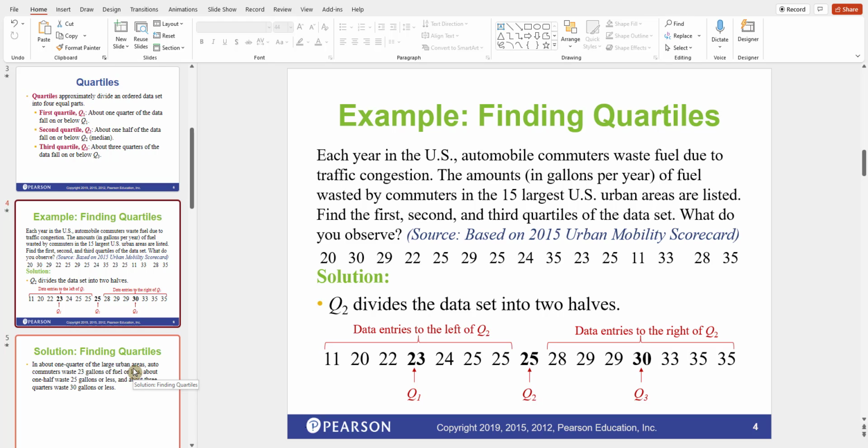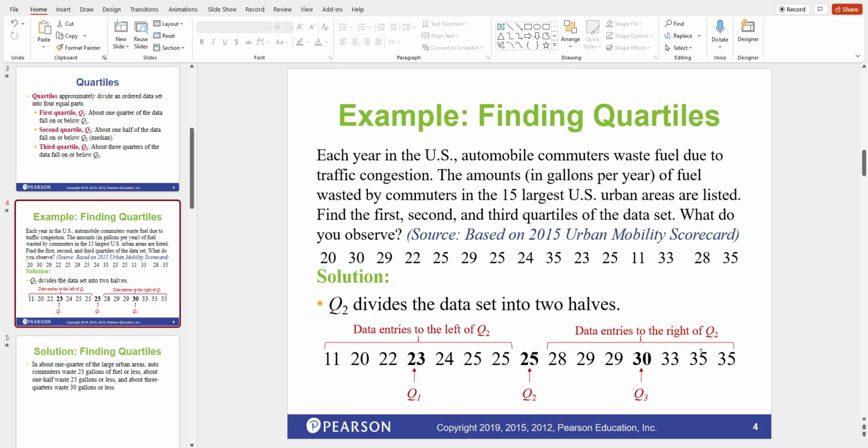And you have to put it in order. So we're going to go ahead and put the data in order, and we're going to find the overall median of that data set. So as you can see, 25 is the median of the data set. That splits the data into two halves.